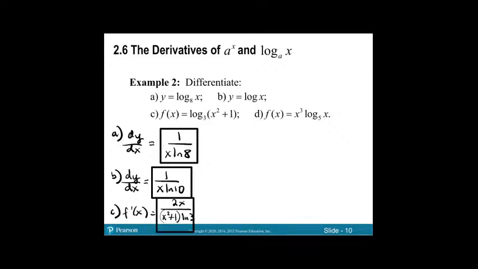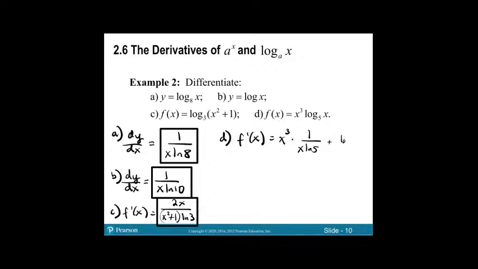Let's see. D. That's not a D. F prime. So product rule, right? First times the derivative of the second. So that's going to be 1 over x natural log of 5. The first times the derivative of the second plus the second times the derivative of the first, which is 3x squared.